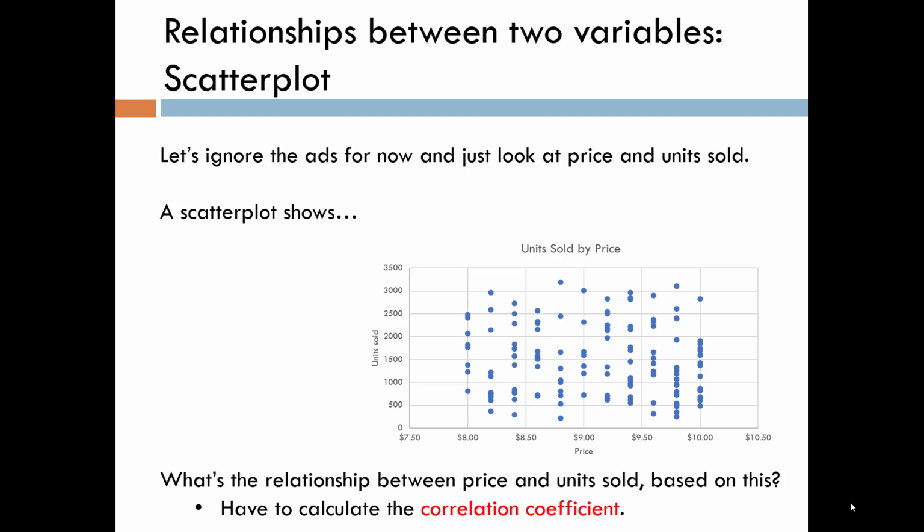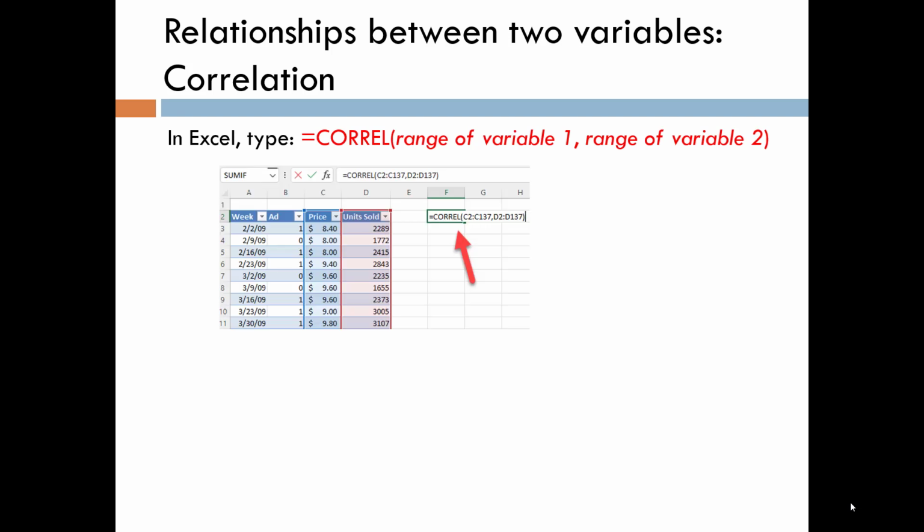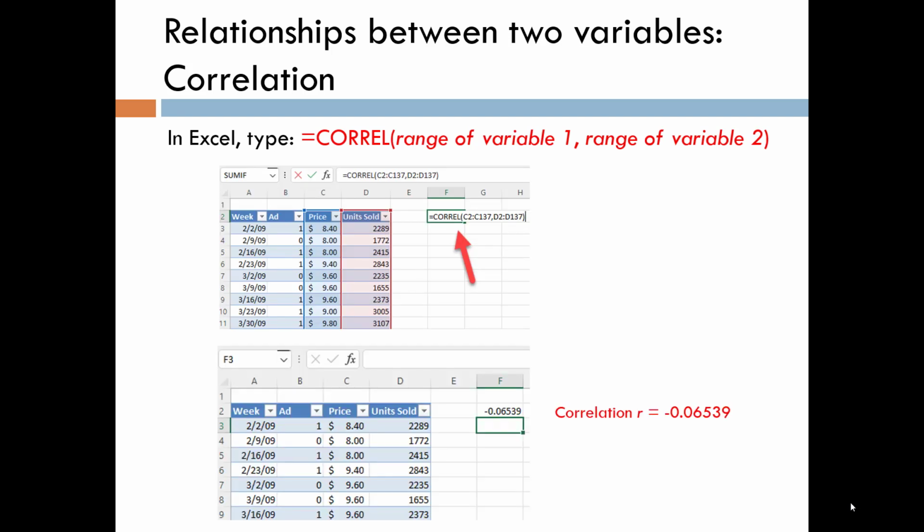But to be sure of this, we need to calculate the correlation coefficient, which is a measure of the relationship between two variables. More on this in a moment. To calculate the correlation coefficient in Excel, type the formula shown here, entering the range of the two variables in the parentheses. Like this. Excel will return the value of the correlation coefficient, which in this case is minus 0.065.